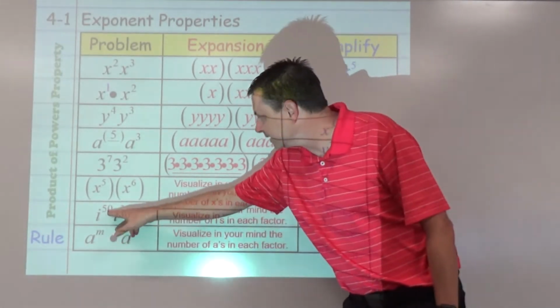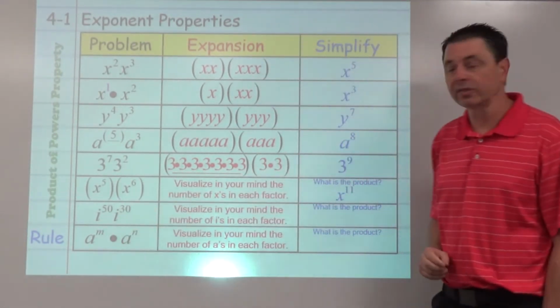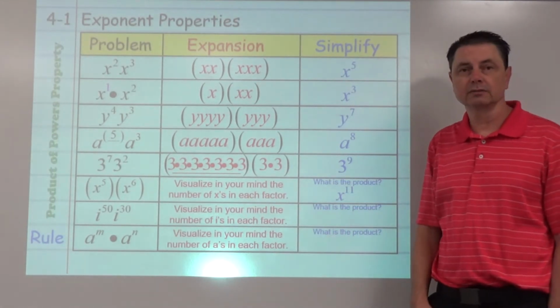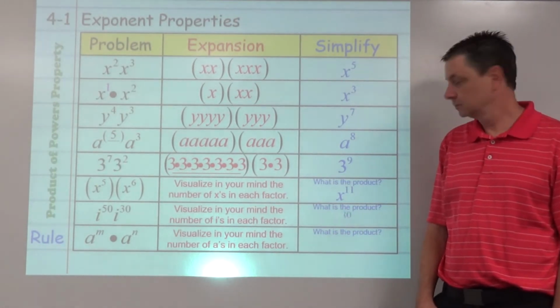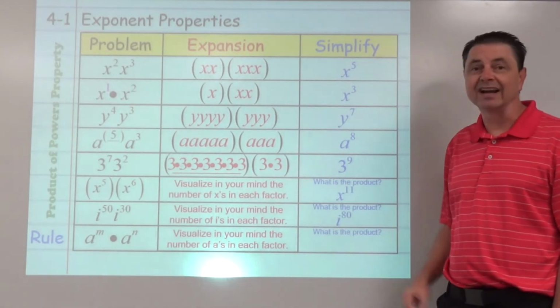What if it was i to the 50th times i to the 30th? What's our product? I to the 80th.